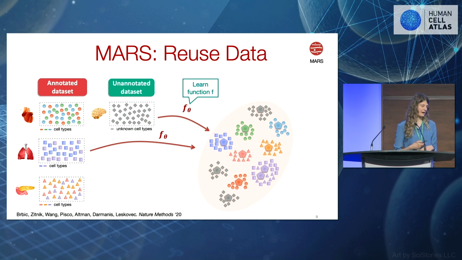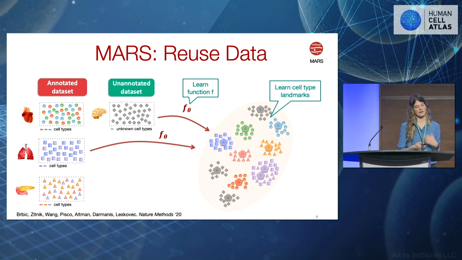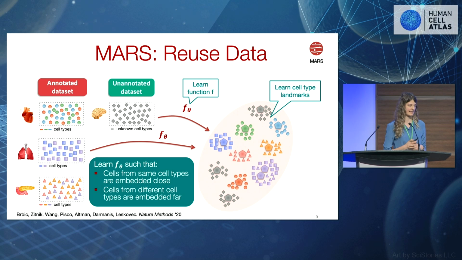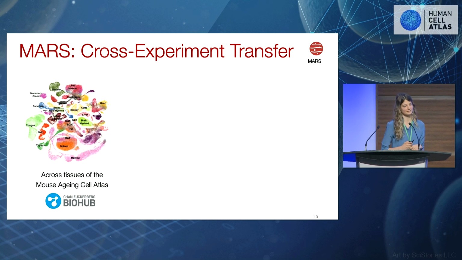To achieve that, Mars learns a nonlinear mapping function f that projects the high-dimensional input gene expression vector to the low-dimensional embedding space, as well as a set of cell type landmarks, or cell type representatives, in this embedding space. We want to learn this function f such that cells from the same cell types are embedded close together, while different cell types are embedded far away. I won't go into math details for the interest of time, and will just show a general application of this method.